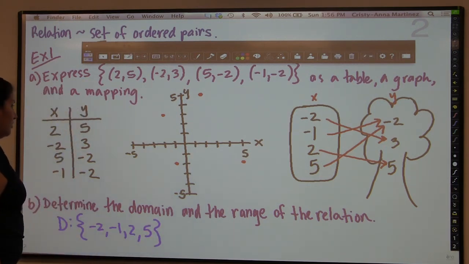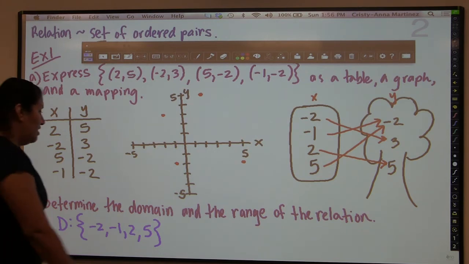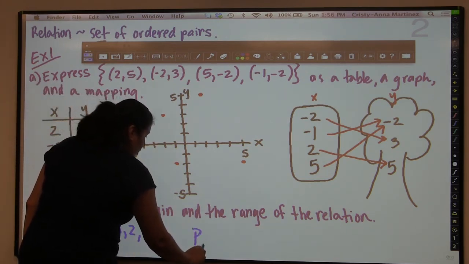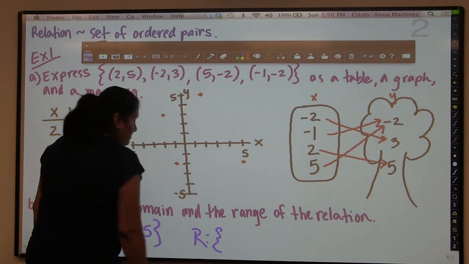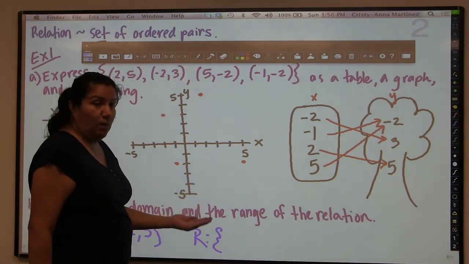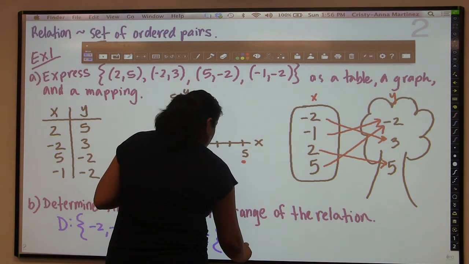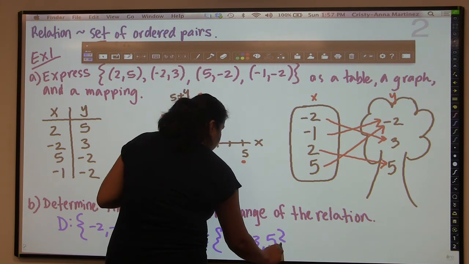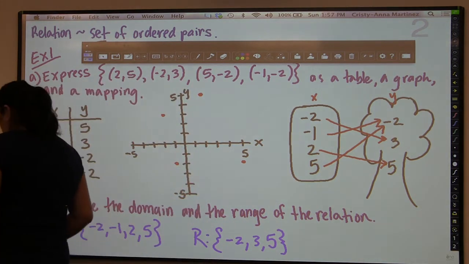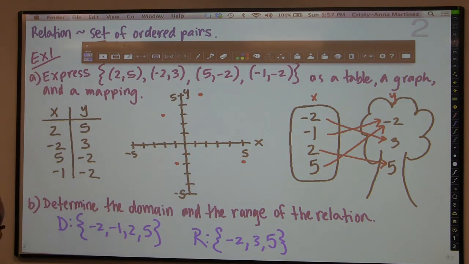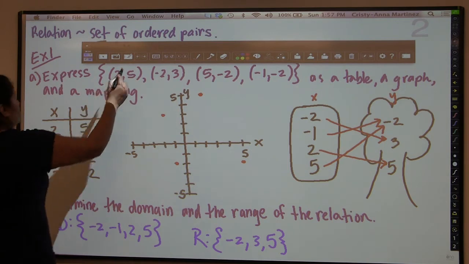Okay? We have -2, -1, 2, and 5 for our domain. For the range, we put a big R for range, and same thing, we want to put a collection of all the y coordinates, and we don't want to repeat anything, and we want it to be in chronological order. So -2, 3, and 5. And that would be our domain and range for this particular example. So there you go.